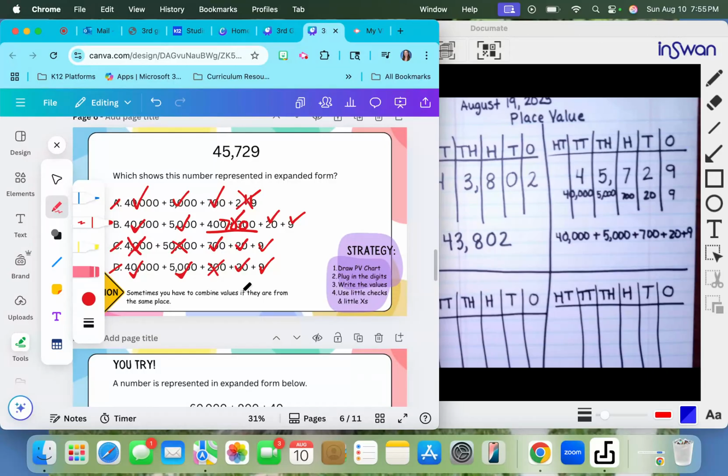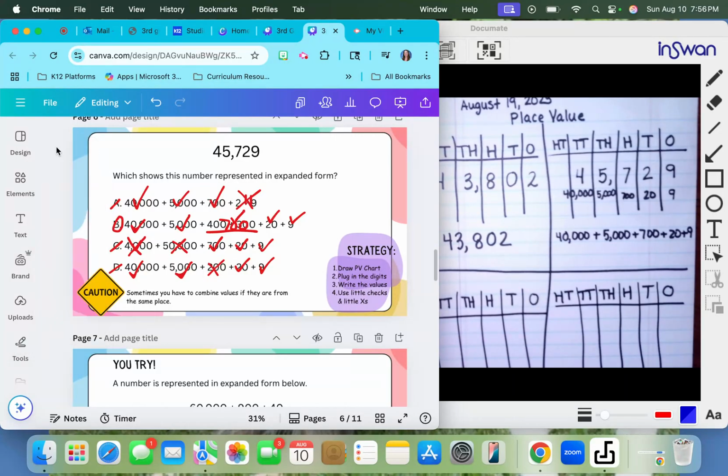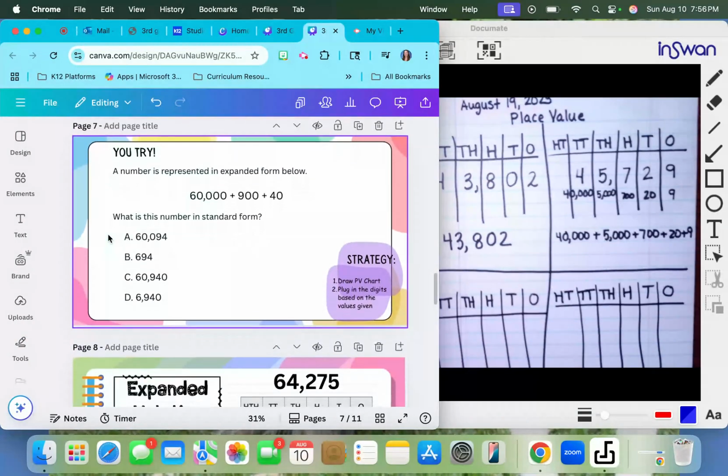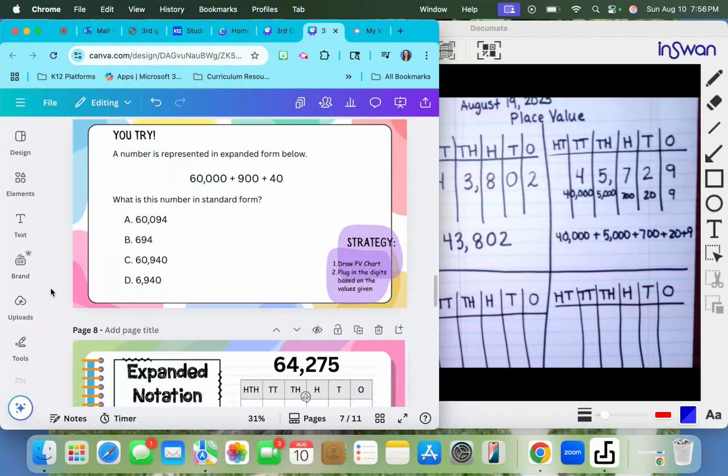So now that we've processed through all of the choices, which one matches ours? B. We had to do a little extra work on B, but it matches. Excellent job, mathematicians. Now it's your turn. Your time to try. You're going to answer this pop-up question.